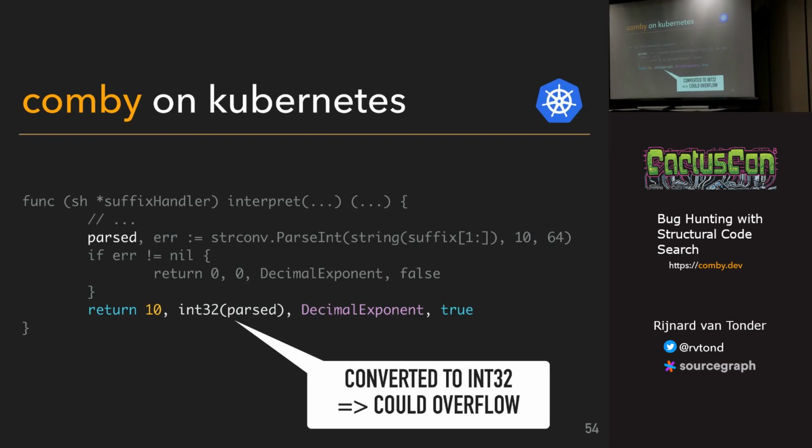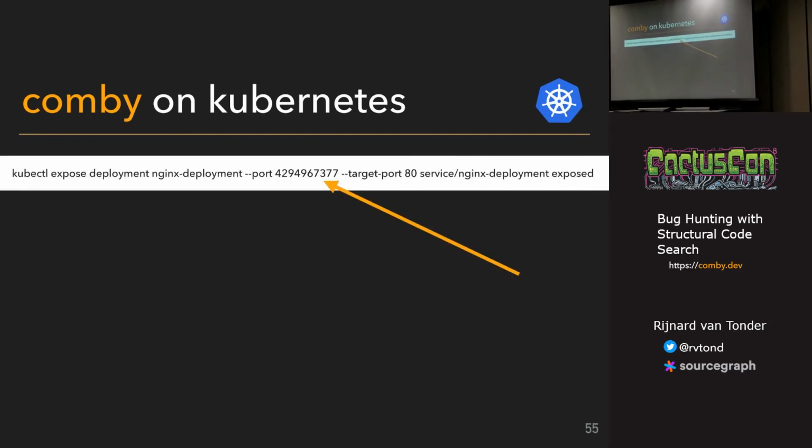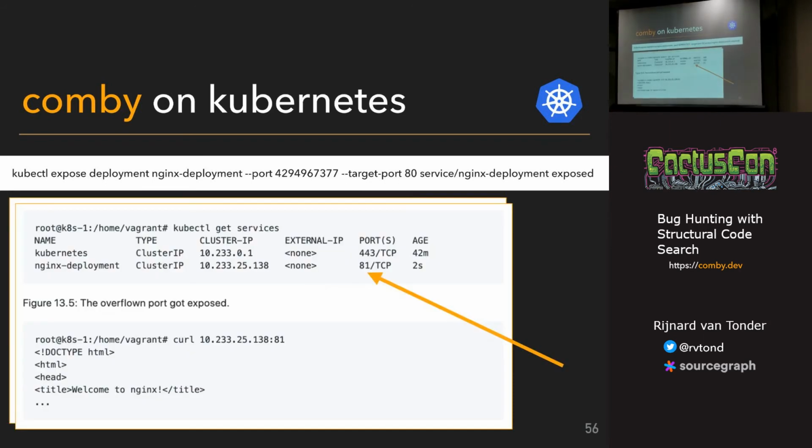So if you look at this issue online, you'll see there's this really nice example where if you specify this very big port number to the Kubernetes tool, it'll overflow and will actually overflow to the number 81, and then when you run this configuration, it'll open up the port 81.